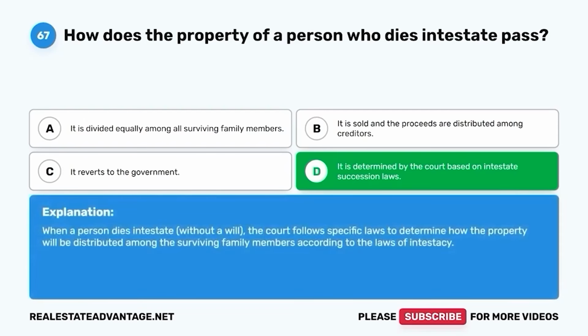When a person dies intestate, without a will, the court follows specific laws to determine how the property will be distributed among the surviving family members according to the laws of intestacy.